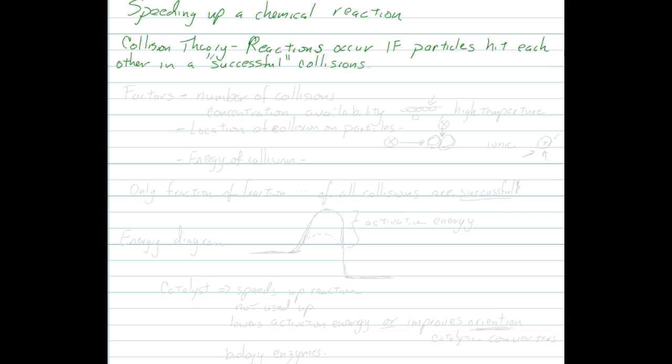Not all collisions are successful. They have to hit just right with enough energy to break and reform bonds. Sometimes they just bounce off. Sometimes it's a near miss, and they just glance off each other. So they've got to hit straight on in the right place with enough energy for it to go.